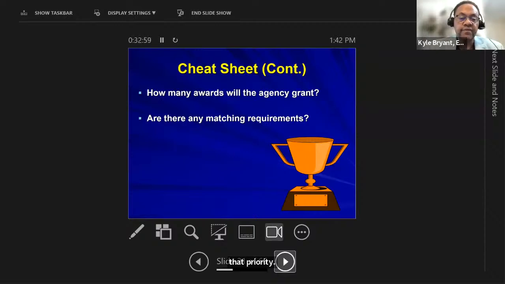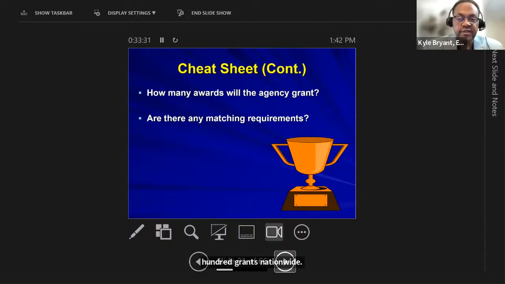You also want to find out how many awards the agency will grant. Most often, these agencies will say, we have $1 million that we will fund for 100 grants nationwide. So if you think, say, with the Environmental Protection Agency, we have 10 regions of the country, and we're giving out 100 grants nationwide.